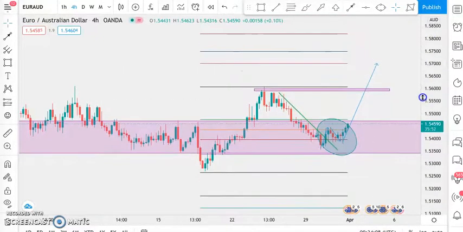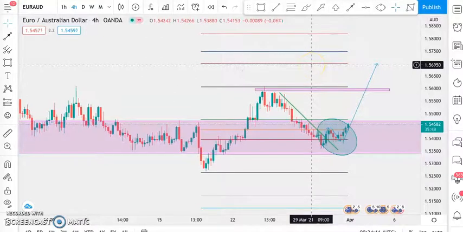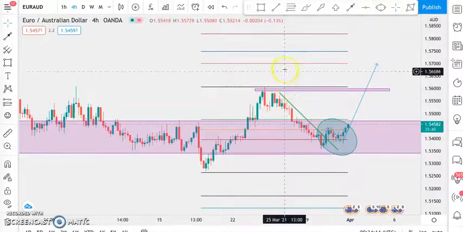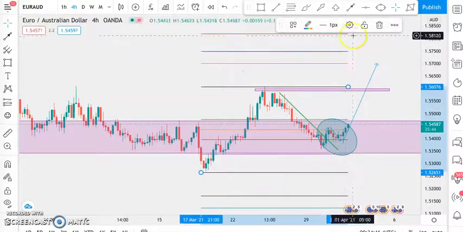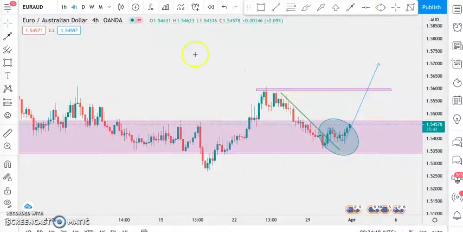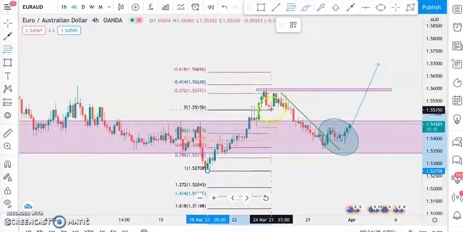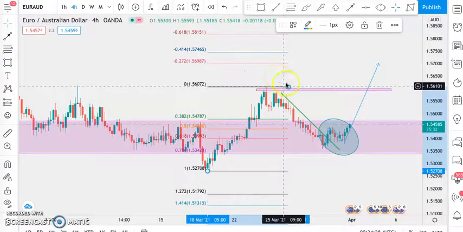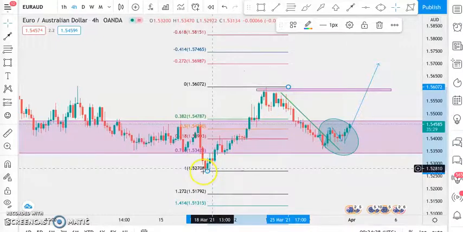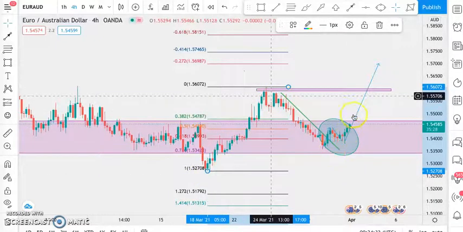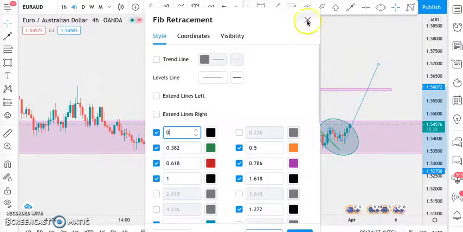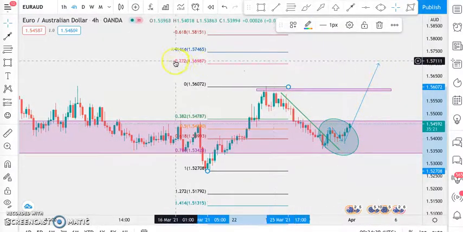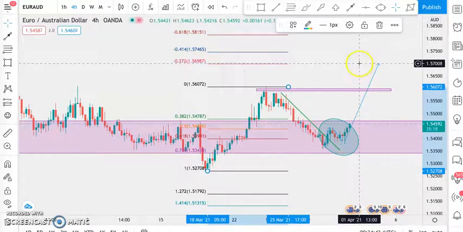So this is the retracement here, and this should now be the continuation all the way up here, the minus 272 area at about 1.5700 thereabouts.